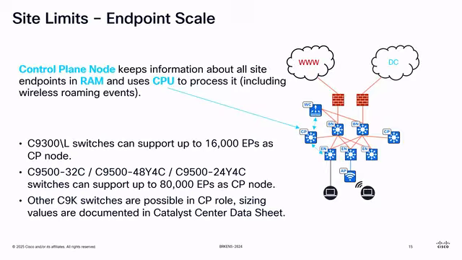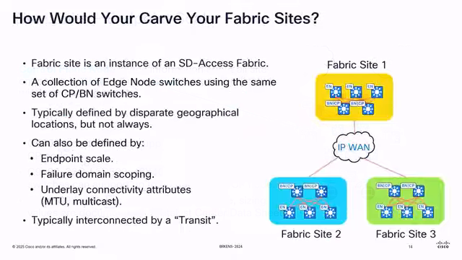Different switches have different scaling parameters. So for example, 9300s can support up to 16,000 endpoints. 9500, more appropriate for the large network, can support up to 80,000 endpoints, right? So this is the kind of information that is documented in this Catalyst Center datasheet that I referred to earlier. Specifically, control plane scale is table 7, all right?